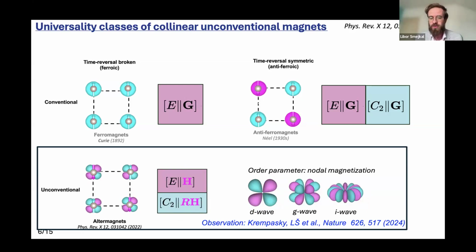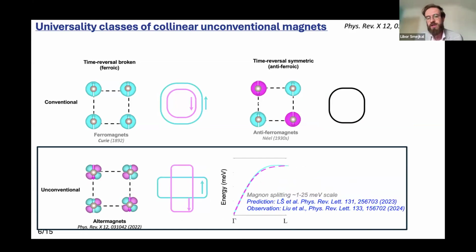You can, of course, look into the experiments where you can measure this in momentum space, as I have shown you in the introduction in the experiments from Uri. But you can look also in magnons, and analogous magnon splittings in altermagnets were now also predicted and observed in this series of papers.